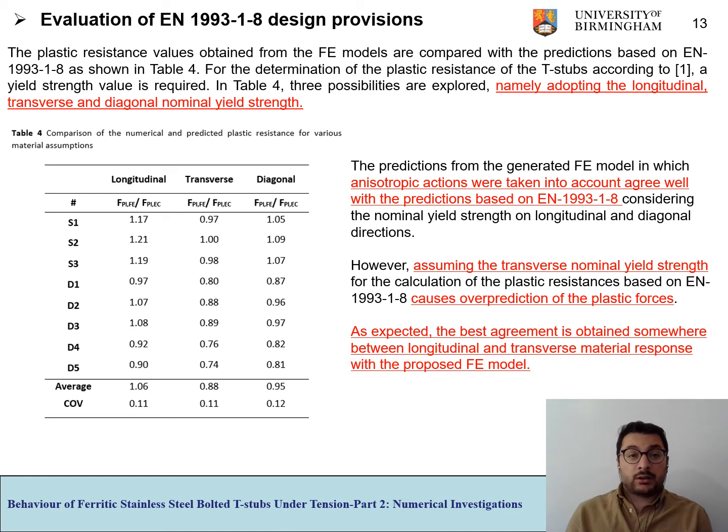If we compare the Eurocode predictions with the developed finite element model predictions, the predictions from the generated finite element model in which the anisotropic actions were taken into account agree well with the predictions based on Eurocode, considering the nominal yield strength in the longitudinal and diagonal directions. However, assuming the transverse nominal yield strength for the calculation of plastic resistance based on Eurocode causes over-prediction of the plastic forces. As expected, the best agreement is obtained somewhere between the longitudinal and the transverse material response with the proposed finite element model.